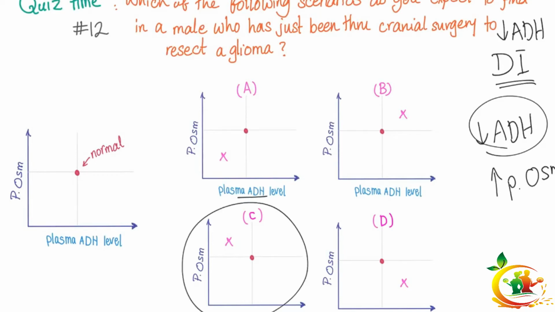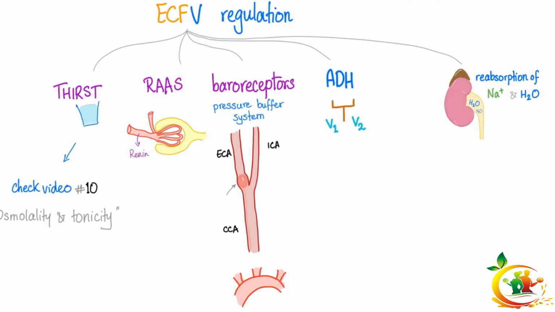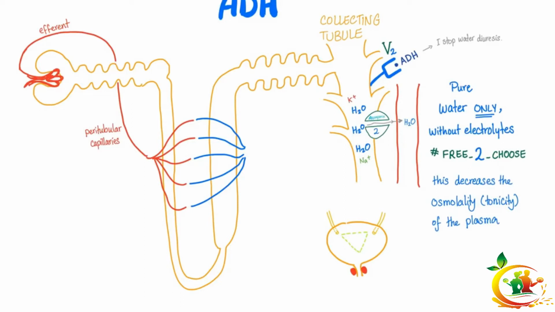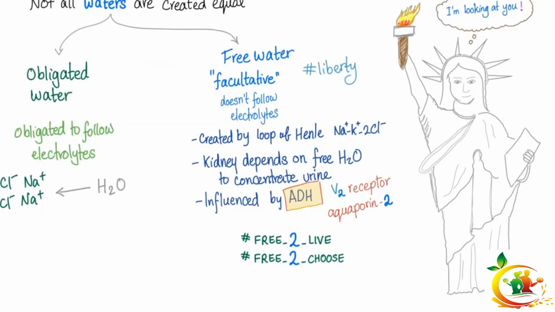The answer is C. So to regulate the extracellular fluid volume, we depend on those 5 mechanisms. In the previous video, we discussed the baroreceptor response, less effective arterial blood volume, sympathetic response, increased effective arterial blood volume, parasympathetic response, vagus baby. ADH acts on the collecting tubules, V2 receptors, aquaporin 2 channels, acting on free water. There are 2 types of water, as you know: obligated and free.